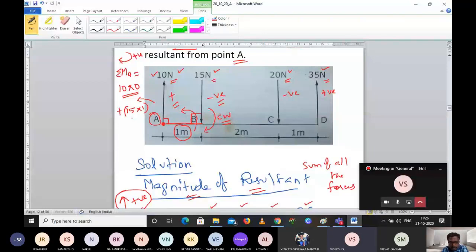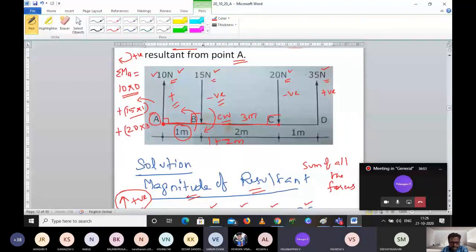Now, Palniappan, can you help me with the point C? Whether it is plus or minus? From A point I have to take. What is the perpendicular distance? 3 meter. From A you have to calculate always. So when you are calculating from A, it is 1 plus 2 meter, so totally 3 meter. So when I am applying 20 Newton at this end from A, how will the beam rotate? Clockwise. So plus 20 into how much? 3.